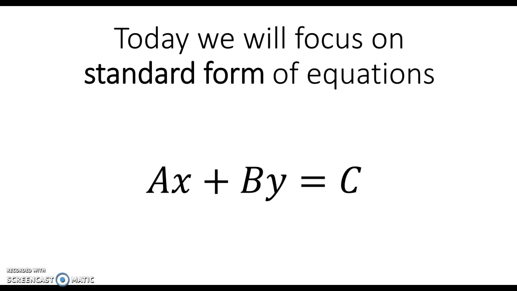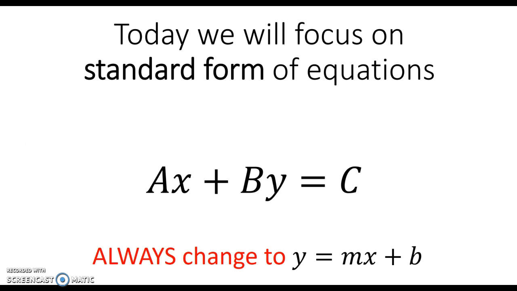Now, there's not much we can do with a standard form equation because it doesn't really give us any information. It doesn't tell us what the slope is, it doesn't tell us what the y-intercept is, it doesn't tell us a point that is on the line. So anytime we come across a standard form equation, we are going to turn it into slope-intercept form, or y equals mx plus b. So in order to do this, we're going to solve for y. We're going to get y all by itself.